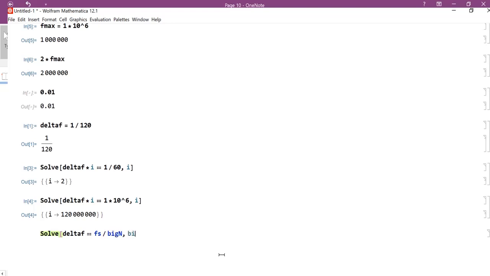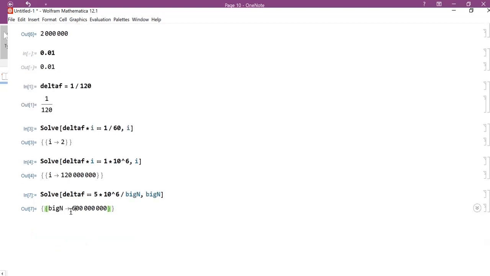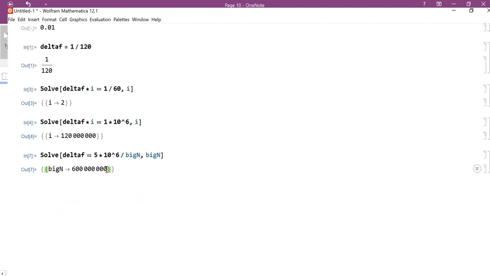And I want to solve for big N. Let's just do the max, just to be safe. I really don't want to alias my signal. So 5 times 10 to the 6th. This is going to require 6 times 10 to the 8th. So it is going to take 6 times 10 to the 8th data points.